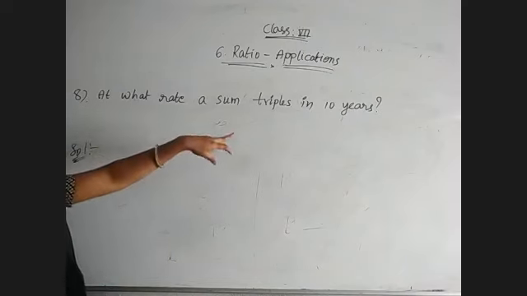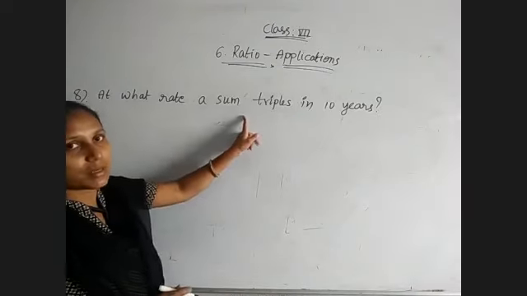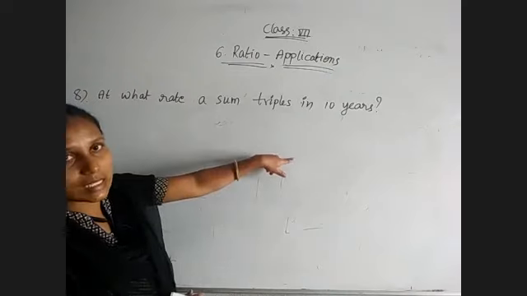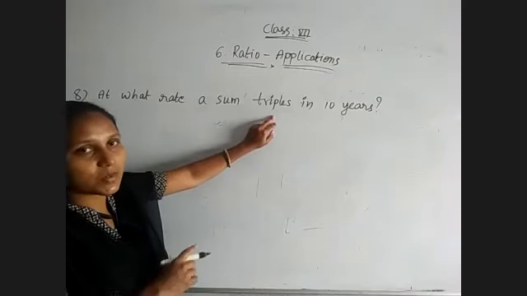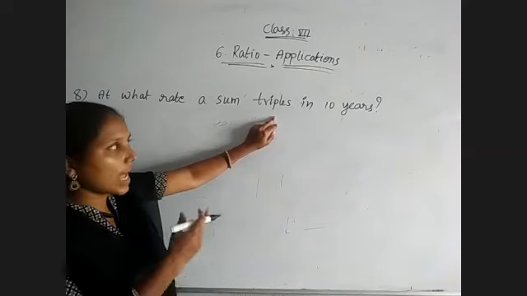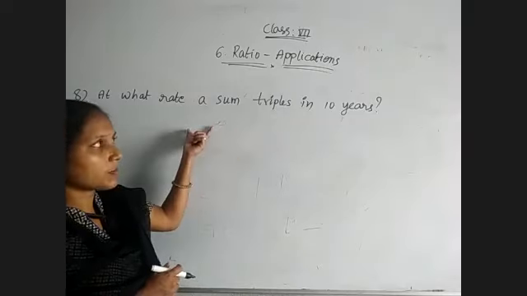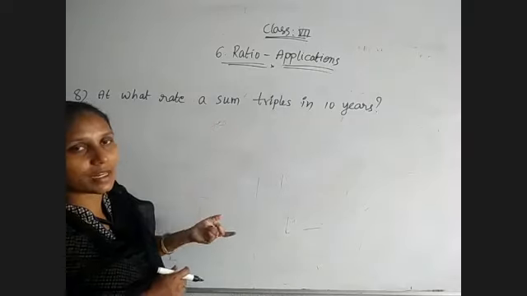A sum triples in 10 years. Sum is nothing but principal. Triples means 3 times it will become. So let the starting principal be x, and after 10 years it will become 3x. So that is the amount. Principal is there, amount is there. From that we can find out interest.